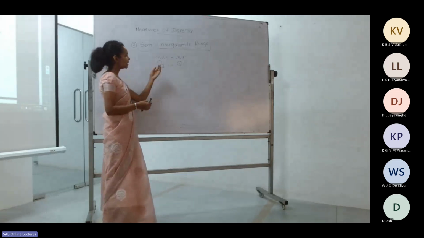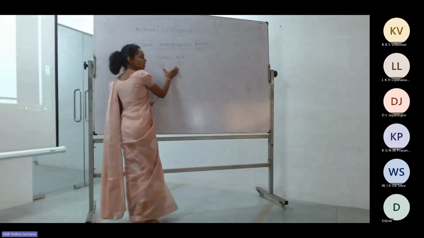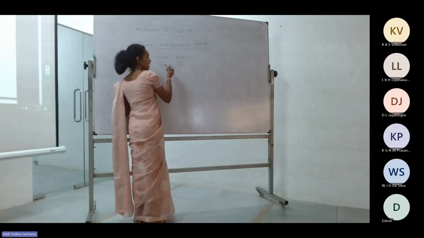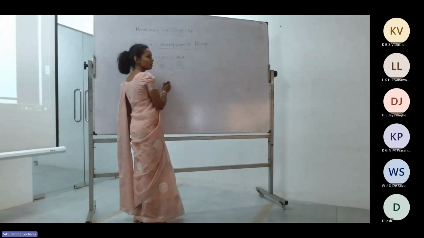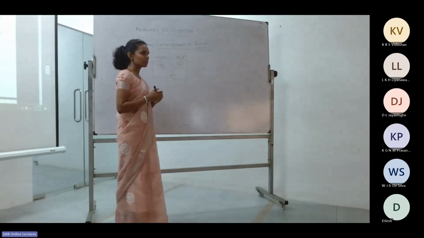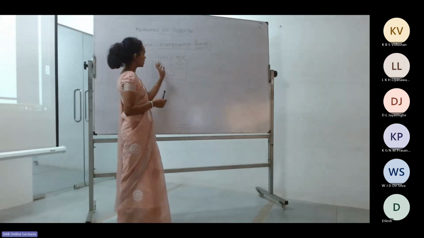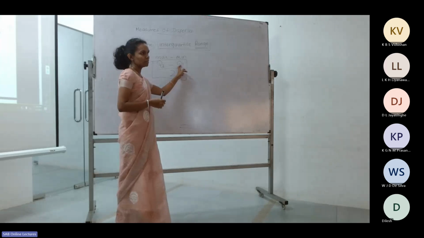Now, how do we find the semi-interquartile range? This is the interquartile range, and that is divided by 2. It gives the semi-interquartile range. Is that clear? The interquartile range is Q3 minus Q1.